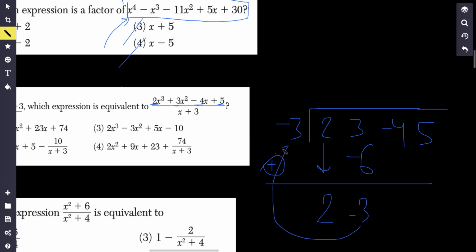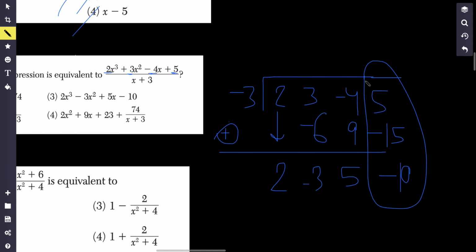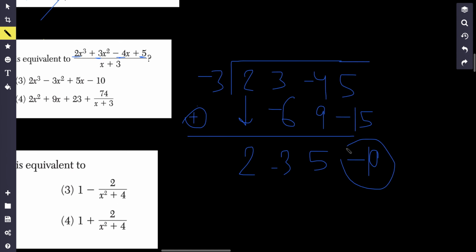Then I multiply these two terms together, and I get 9. -4 plus 9 gives me 5. Multiply these two terms out, I get -15. And 5 minus 15 is -10. Remember that your last column represents the remainder. So this -10 is our remainder.